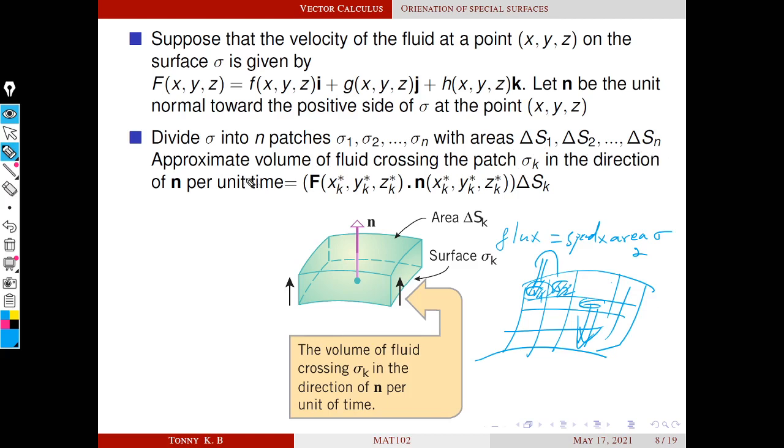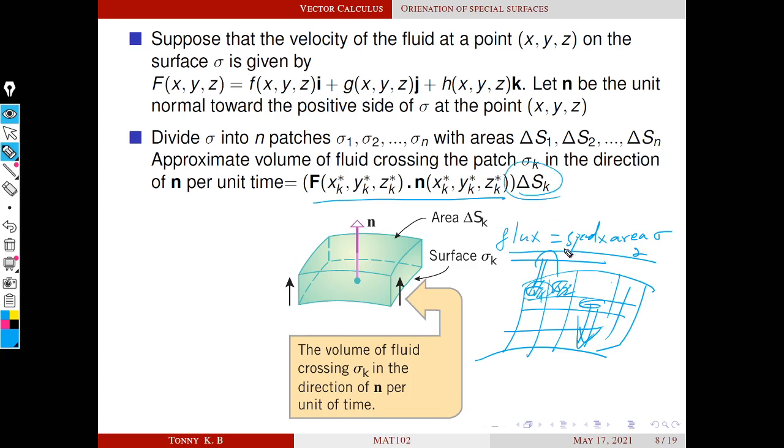Approximate the volume of the fluid crossing the patch sigma k in the direction of n per unit time as equal to f dot n times delta Sk. The same idea as before, speed into area. But how to interpret this f dot n? It is clear that flux is equal to speed into area. This is nothing but the area of the small patch.